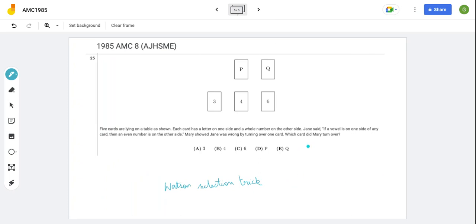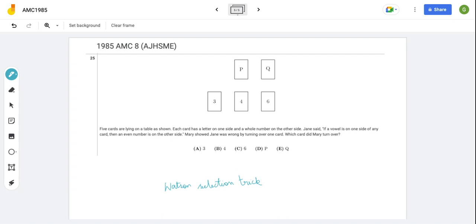Now, this type of card turning problem is a very popular trick called the Wason selection task. You can Google this, and it is going to guide you in solving this problem. But as of now, let's come back to this. Now, what does Jane say? She says if a vowel is on one side of any card, then an even number is on the other side. So I have to prove this statement wrong, right?